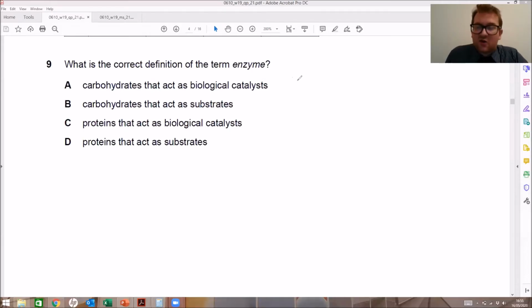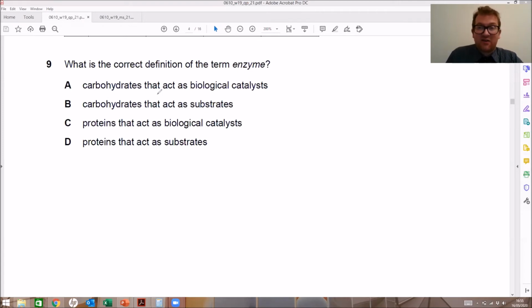Okay. Question number 9, what is the correct definition for an enzyme? Well, this should be an imprinted answer for you. You should remember that an enzyme is a globular protein that acts as a biological catalyst that does not get used up in the process.